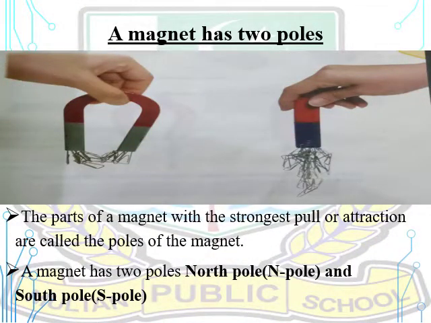A magnet has two poles. The parts of a magnet with the strongest pull or attraction are called the poles of the magnet. A magnet has two poles: north pole, also called N pole, and south pole means S pole. Let's watch the video.